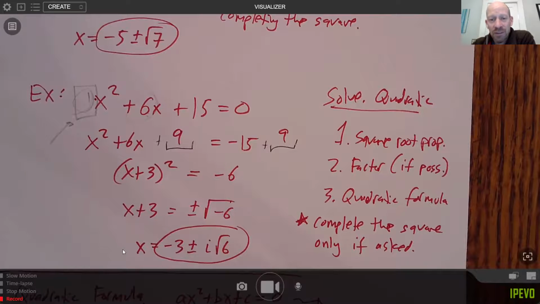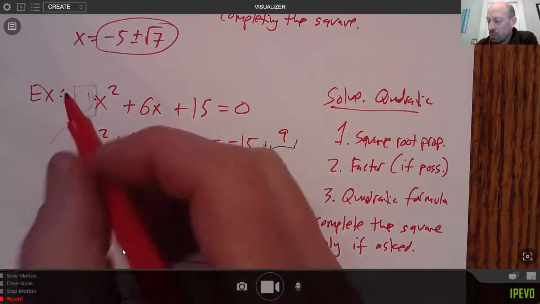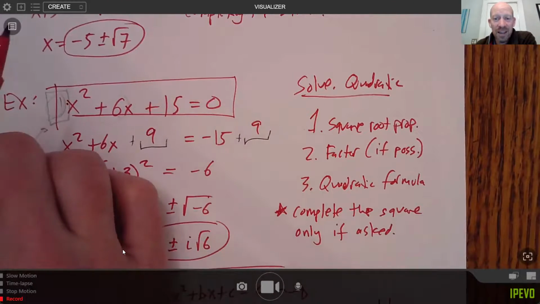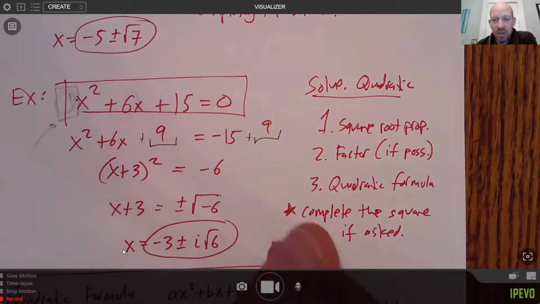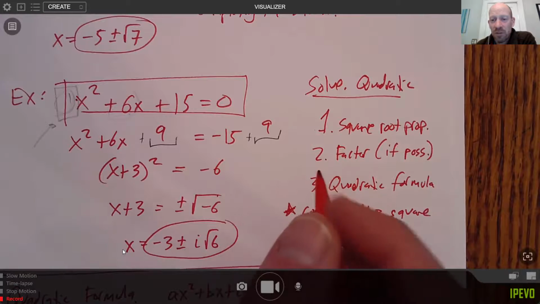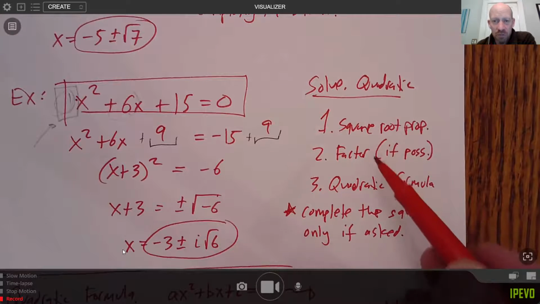So I will ask you on the final exam to do a problem. It will be similar to this kind of problem, an easy type, by completing the square. All of the other quadratics that you see on the final exam, you'll be welcome to solve whichever method you prefer.